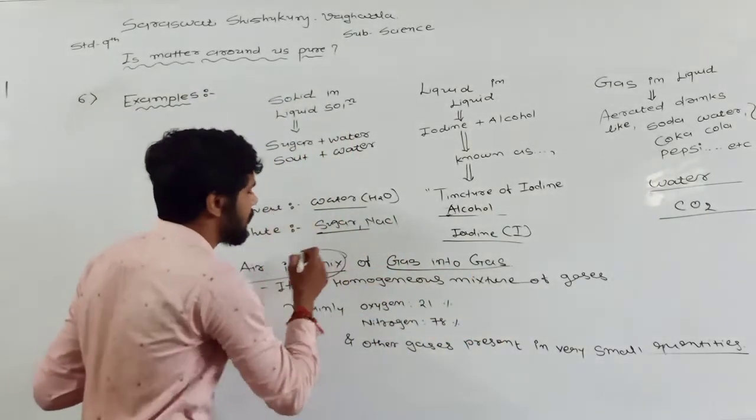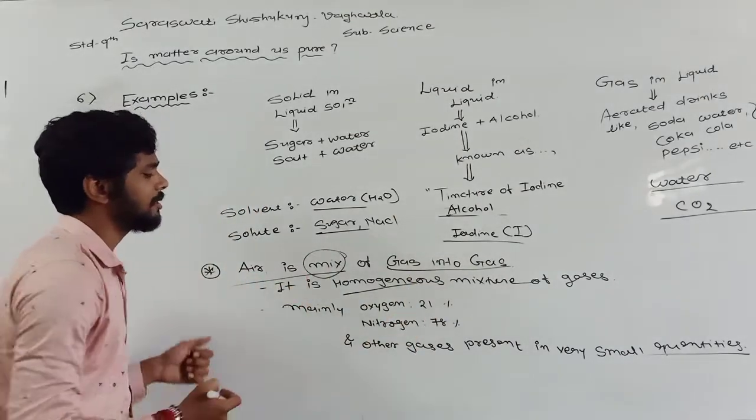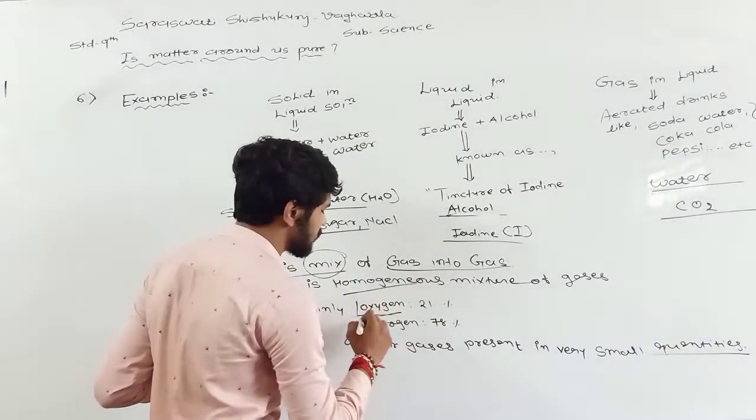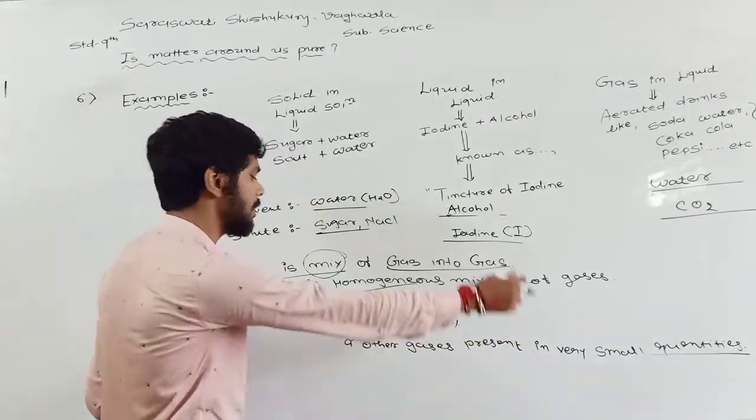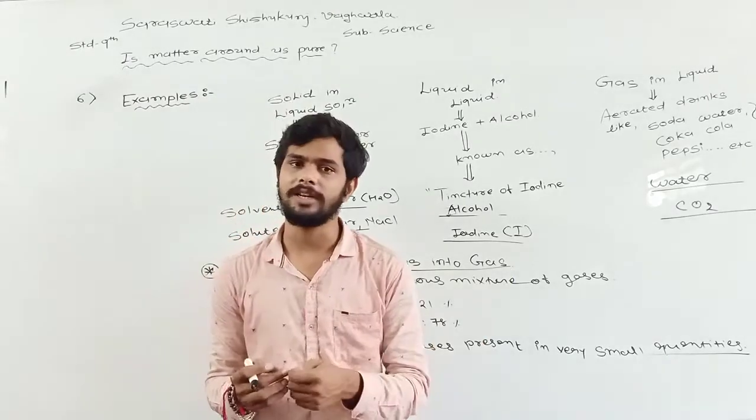So it is known as a homogeneous mixture of the gases. Mainly in this mixture there is a presence of oxygen, that is 21%, while the nitrogen is 78%, and the remaining part is other gases, which are present in very small quantities.